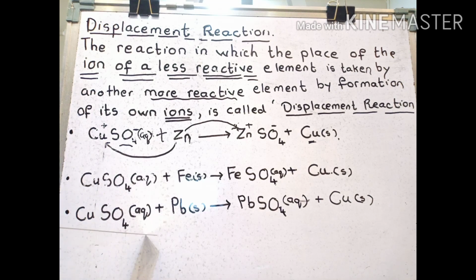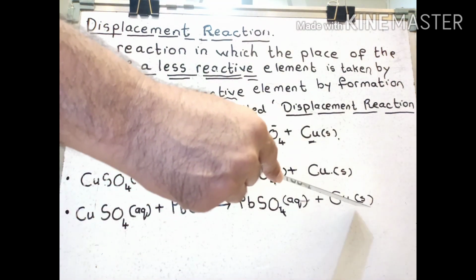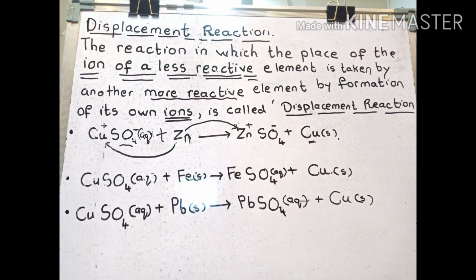So let's look at the other example. You can see here lead also plays. Lead is the more active metal as compared to copper. So lead displaces copper from its compound, that is copper sulfate. Copper gets removed, lead takes its place and forms lead sulfate, and copper gets deposited on the surface of lead, right? So this is how displacement reactions take place. So displacement reaction, I hope students you have understood.